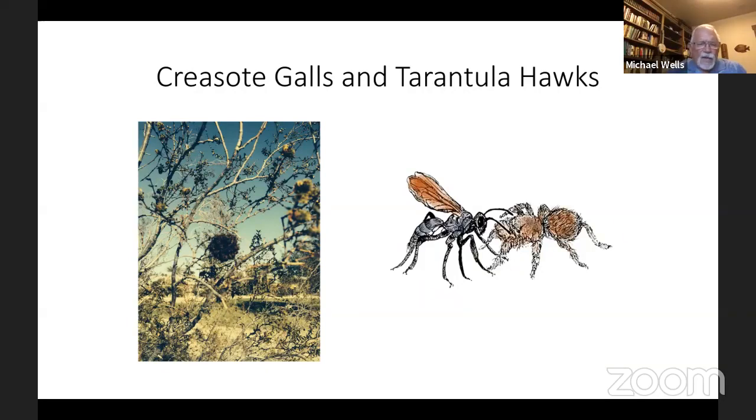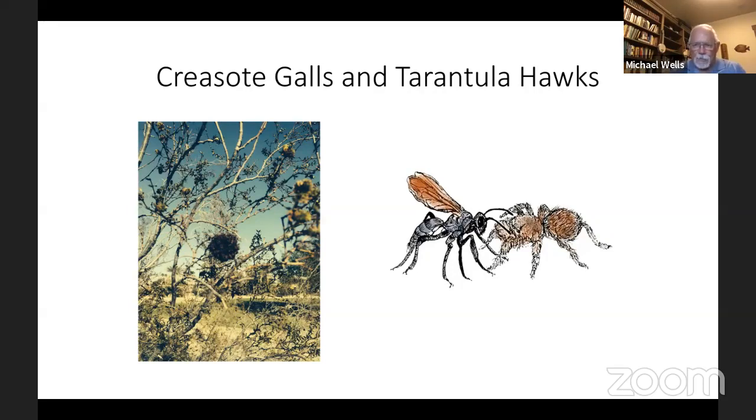And also they carry the spores of a species of fungus that has an obligatory relationship with that species of creosote gall midge. We know of at least 15 different species of creosote gall midges, and they infest different parts of the creosote plant. Some infest the branches, some infest the little twigs, some go into the leaves, some go into the flowers, and some go into the fruit. And so each species of creosote gall midge has a species of fungus that it has that relationship to.